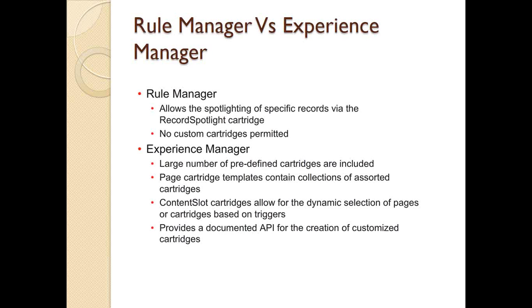Next is the difference between rule manager and experience manager. Rule manager allows the spotlighting of specific records via record spotlight cartridge. No custom cartridges are permitted. In Experience Manager, a large number of predefined cartridges are included. Page cartridge templates contain collections of assorted cartridges. Content slot cartridge allows for dynamic selection of pages of cartridge based on triggers. It provides a well documented API to customize. So basically, it provides you a lot more options than the rule manager.